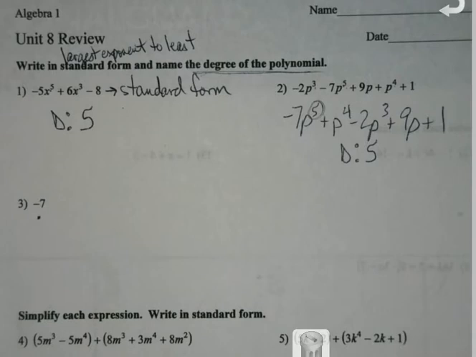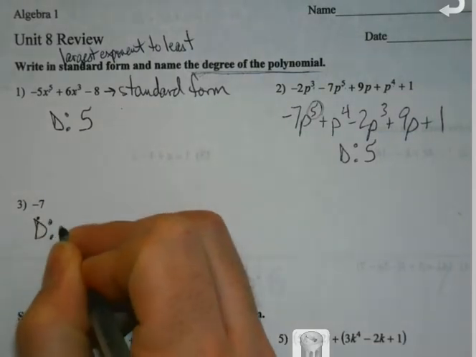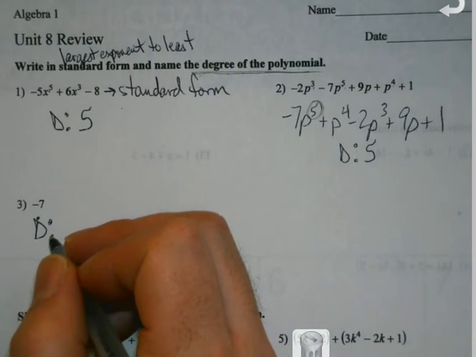Now this is the one that gets a little more interesting. Right in standard form, there's only one term. That's already in standard form. Okay. What's the degree of a plain old number? Because there's no variable on there to count. What would my degree be for just a number? Close. Negative 1? Nope.